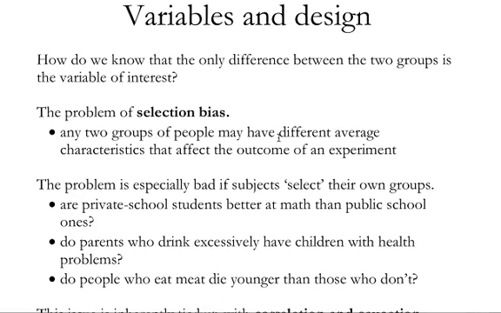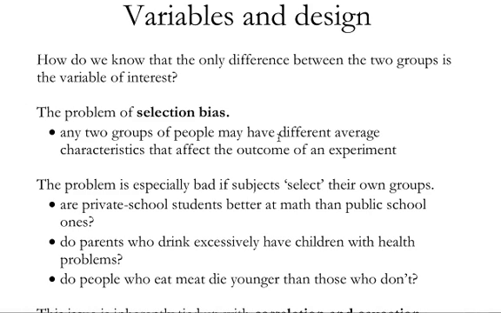In particular, there is a general problem: we never quite know whether differences between groups are due to experimental manipulations or whether they're due to the fact that people are different. You can refer to this problem as selection bias. Here's a way of stating this: any two groups of people may have different average characteristics that affect the outcome of an experiment, independently of anything you do in that experiment.